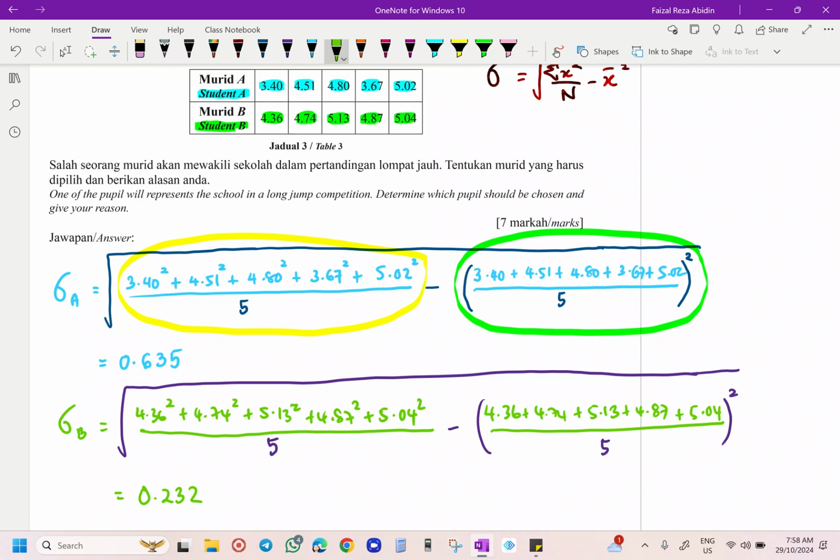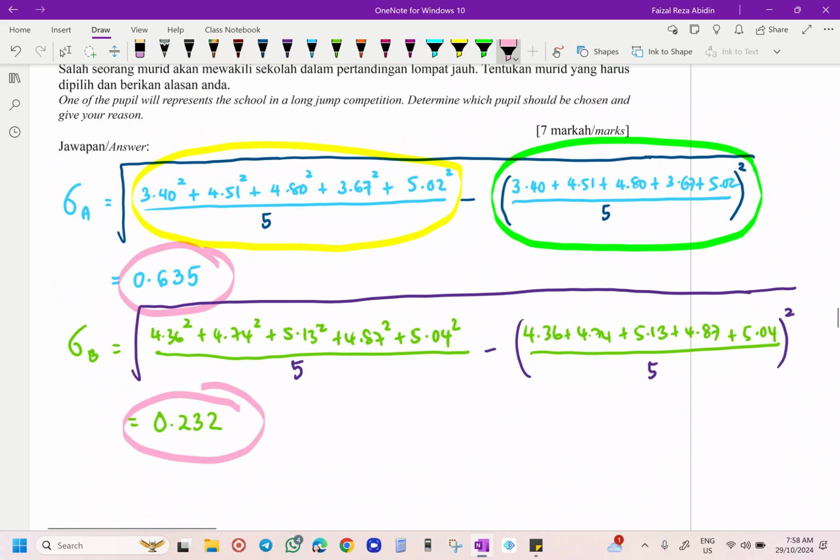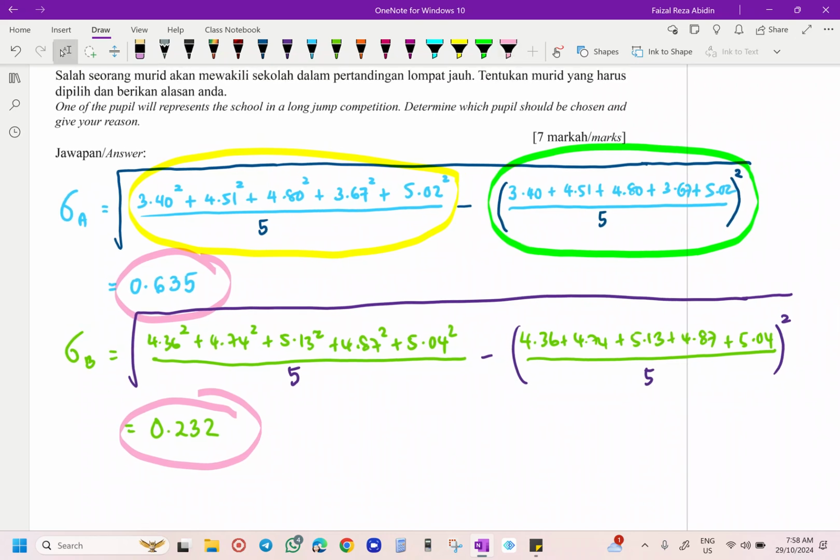Okay. So now, when we have found our standard deviations, can you determine which pupil should be chosen? B. Of course, B. Why B? If we compare both of our standard deviations, you can state that we choose student B. Then it says give your reason. What reason are you going to give?